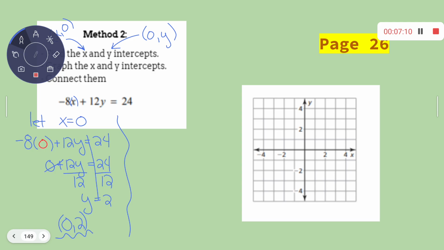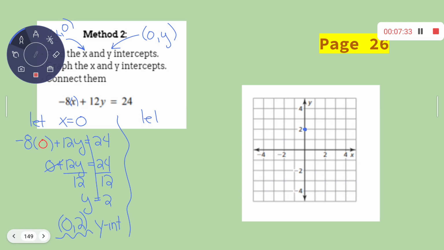So let's plot this point. I'm going to start at the origin. I'm not going to walk right or left. I'm going to climb to 2. So that's (0, 2), and it's on the y-axis. That is your y-intercept. Actually, let's label that down here. That's your y-intercept. Okay, so I found a point where x was 0.